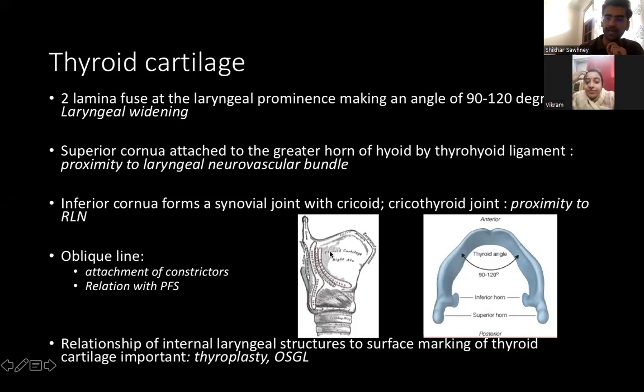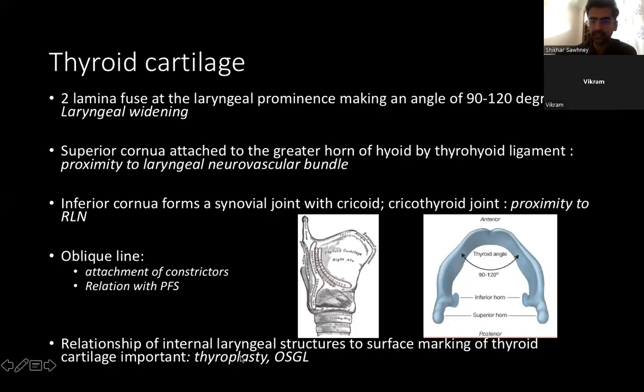The lamina of the thyroid cartilage has an oblique line which serves as attachment of the inferior constrictors. While performing a laryngectomy, the constrictors are cut at this level of oblique line and then reflected posteriorly to expose the pyriform mucosa.